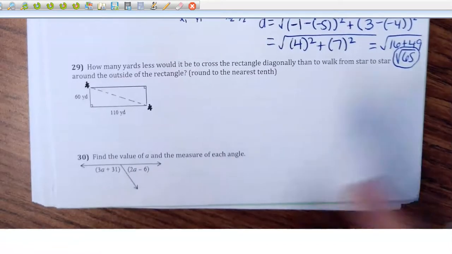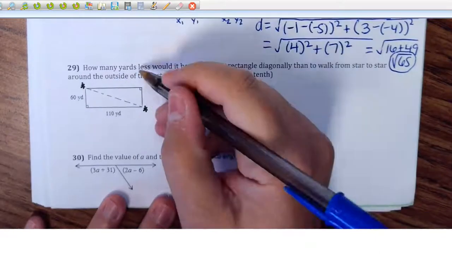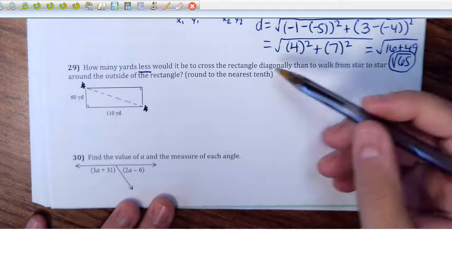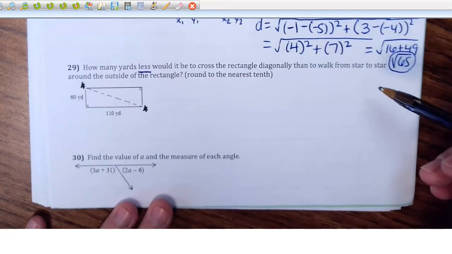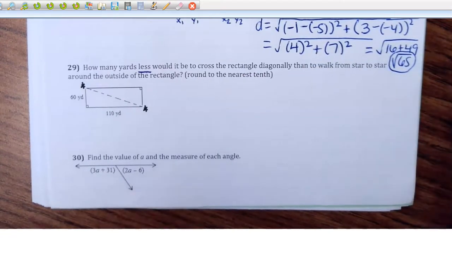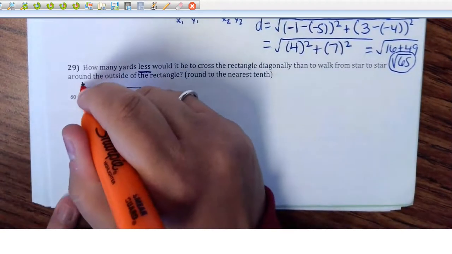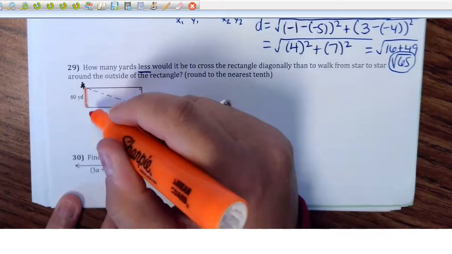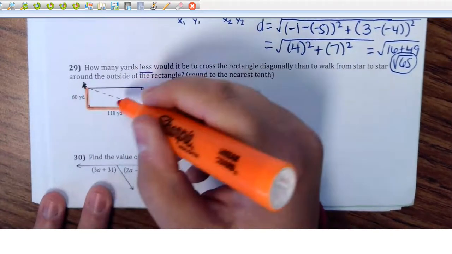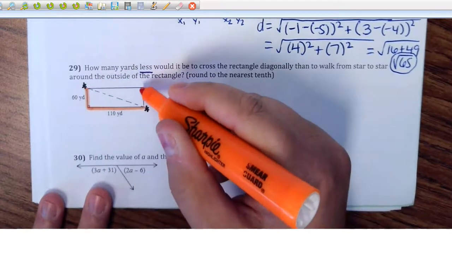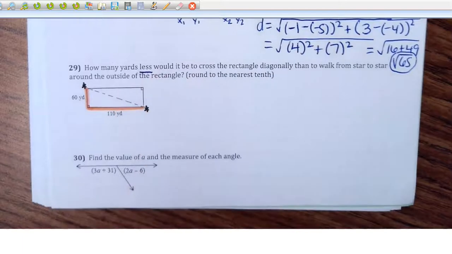Okay, now for number 29, it says how many yards less would it be to cross the rectangle diagonally than to walk from star to star around the outside of the rectangle? Okay, so if we walked from star to star, one way I could do that would be to go here. I could do the same thing. It would be the same distance if you went across the top and down the right side. I just went down the left side and across the bottom, so both of those would give you the same.